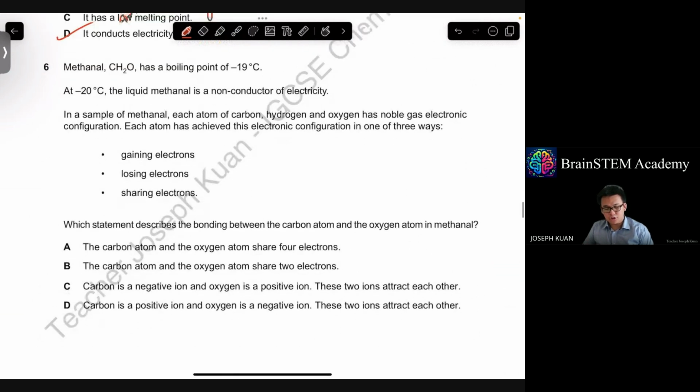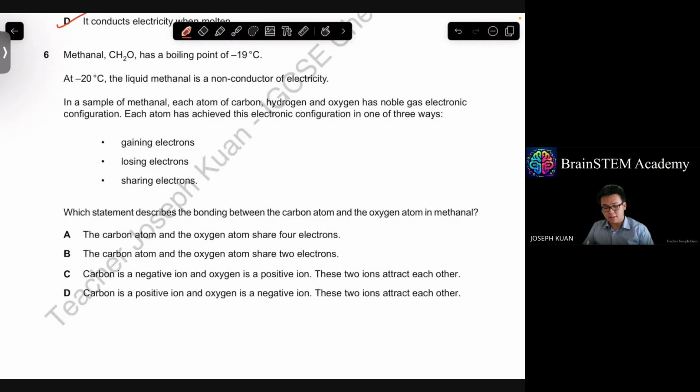Next, methanol, CH3OH, has a boiling point of negative 19 degrees Celsius. At negative 20 degrees Celsius, the liquid methanol is a non-conductor of electricity. In a sample of methanol, each atom of carbon, hydrogen, and oxygen has a noble gas electronic configuration. Each atom has achieved this electronic configuration in one of 3 ways: gaining electrons, losing electrons, or sharing electrons. Which statement describes the bonding between the carbon atom and the oxygen atom in methanol?